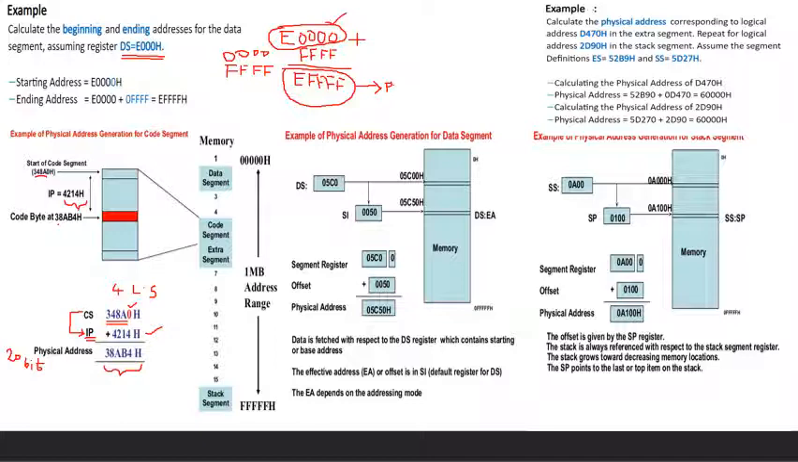Now we will see the example for generating the physical address for the data segment. Assume that the data segment is holding a value of 05C0.